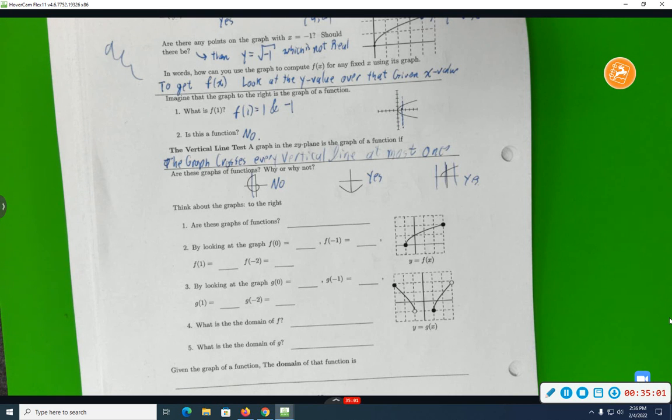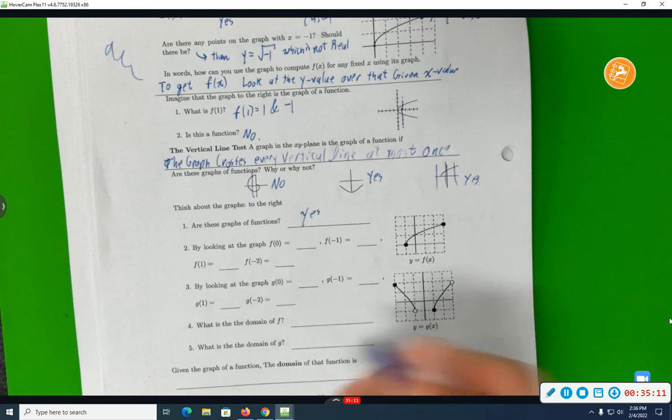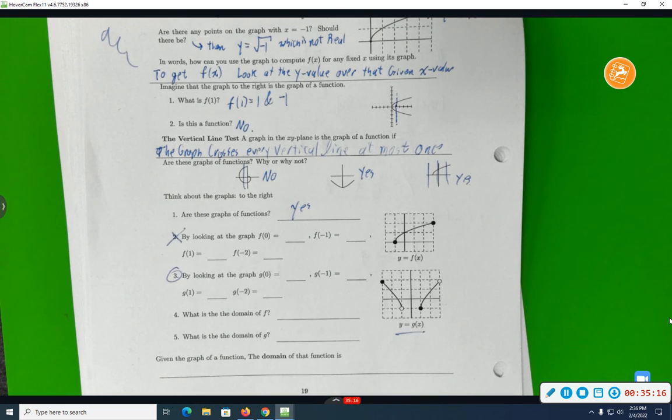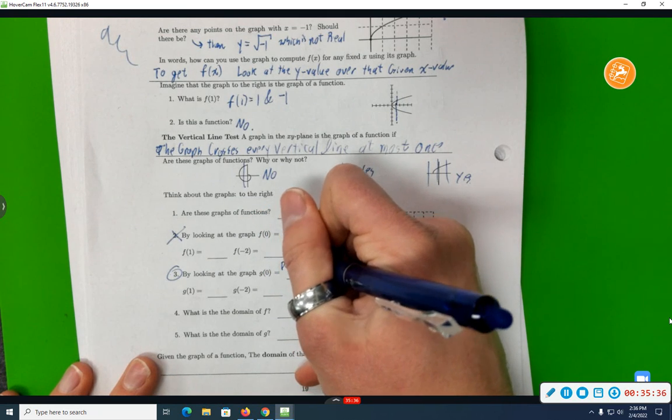Is that the graph of a function? Does it pass the vertical line test? Yeah, cool. That's good. So does f, but I'm going to care about g only for time's sake. By looking at the graph of y equals g of x, I'm going to skip 2. So tell me, by looking at that graph, what is g of 0? I see heads shaking. It's not. So maybe the efficient way to write that is g of 0 does not exist.